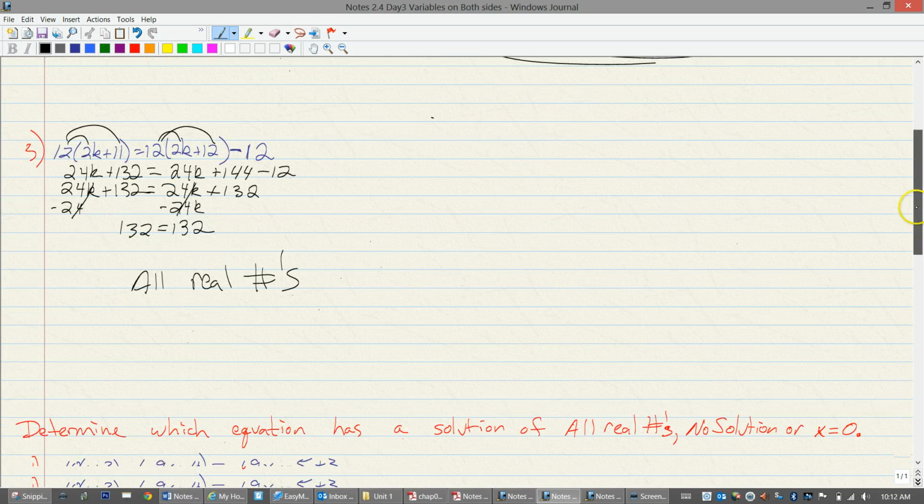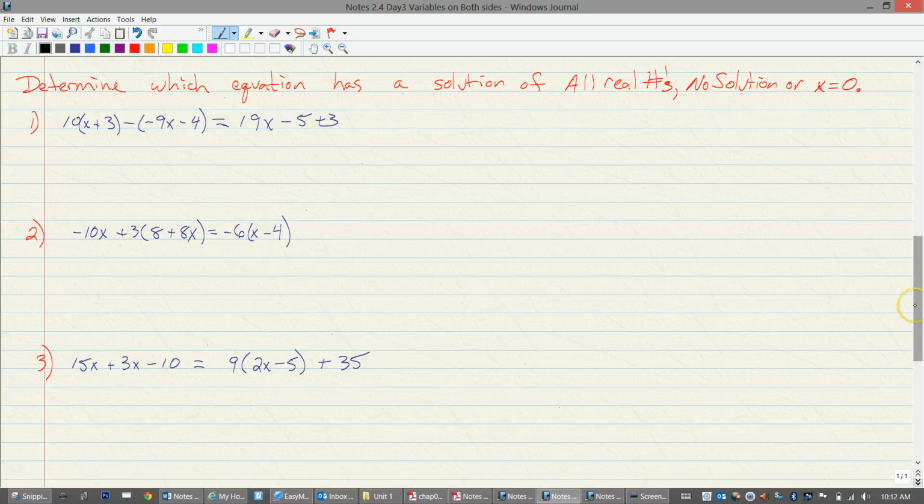Get with your row partners right now. What I want you to do is I want you to solve these 3 equations. One of these equations has a solution of all real numbers. The other has a solution of no solution. Okay, and then the third has a solution of x equals 0. Okay, figure out which one is which. Determine which one is which. That's it.